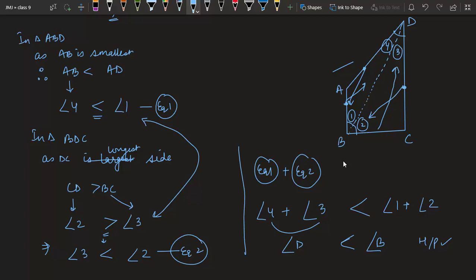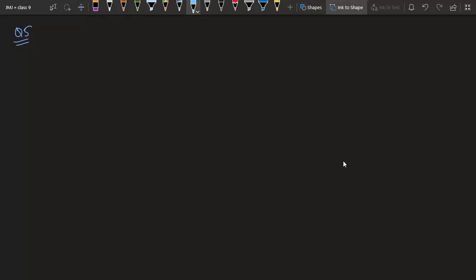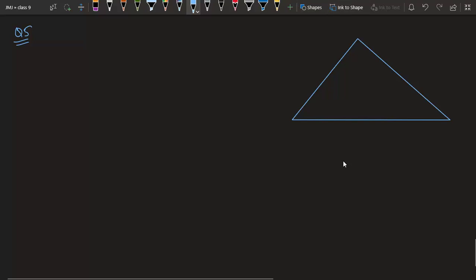Now let's see the next question, question number 5. Again, we have a triangle in this question. Let me draw a diagram. Let me call it PQR. Then we have a line in between, PS.